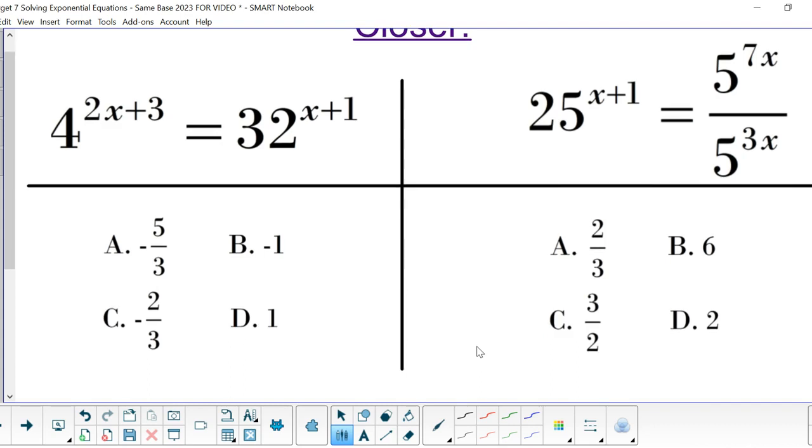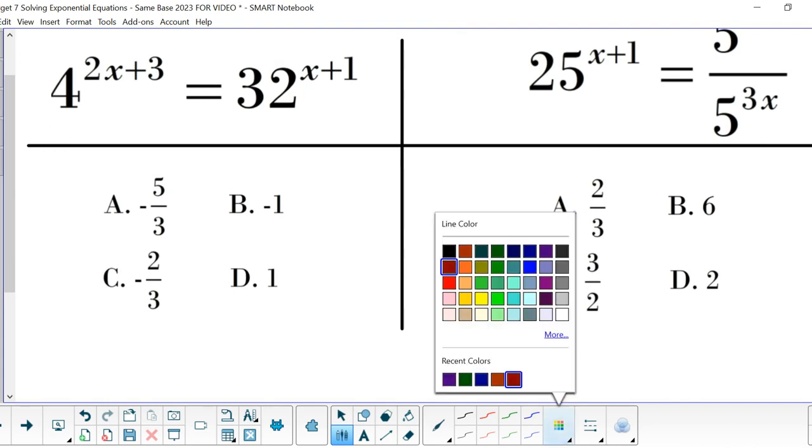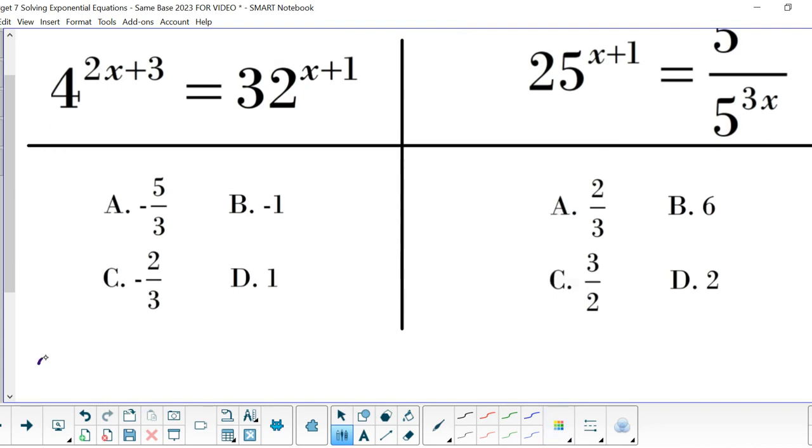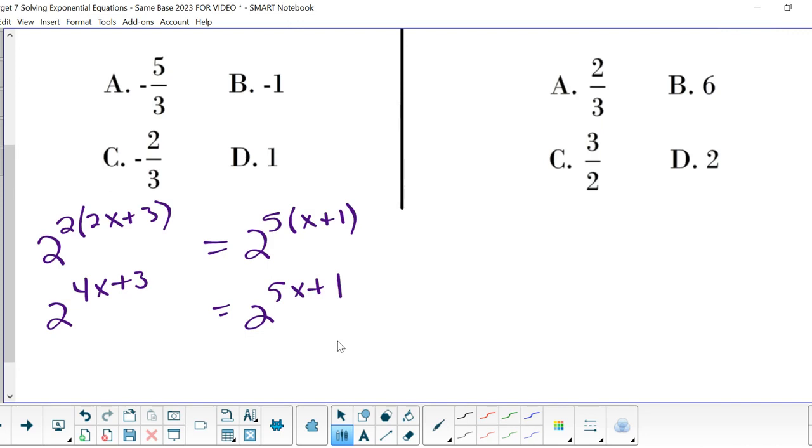Okay, so for the first one, hopefully you paused that. The first one, I'm going to turn both of them into a base of 2. So 4 is 2 squared, and 32 is 2 to the 5th. I'm going to distribute my powers, and set the powers equal to each other. Oops, it's a 3.